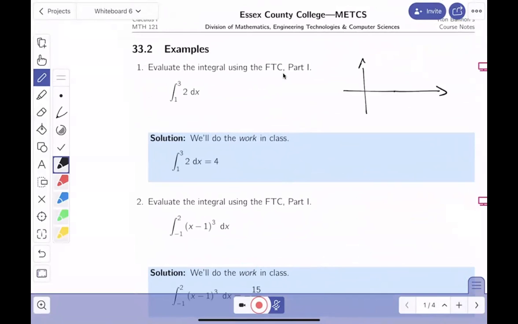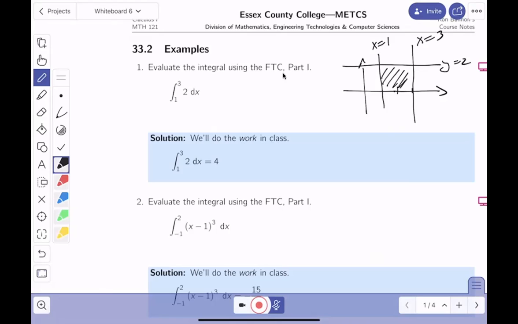We're starting at x equals 1. I'll put this over here. This is x equals 1. And we're stopping at x equals 3. So 2, 3. We're stopping over here. And what's the function? The function is actually equal to 2. So what's that going to be? y equals 2. What's the area? This is the area. Well, I'm going to say it's a fairly trivial problem.